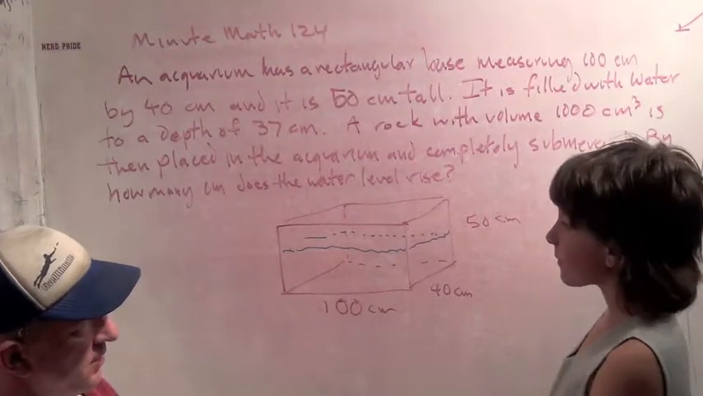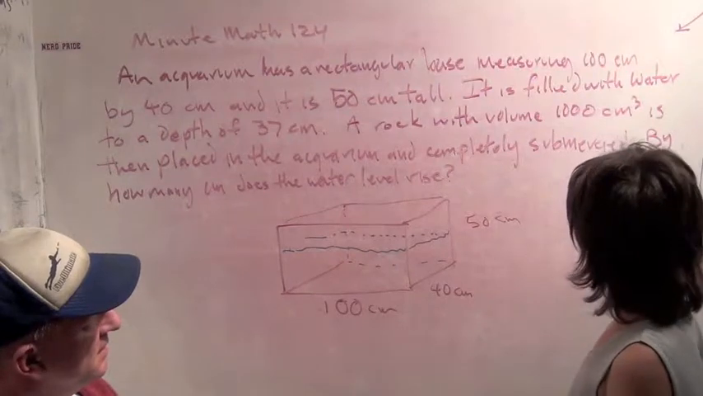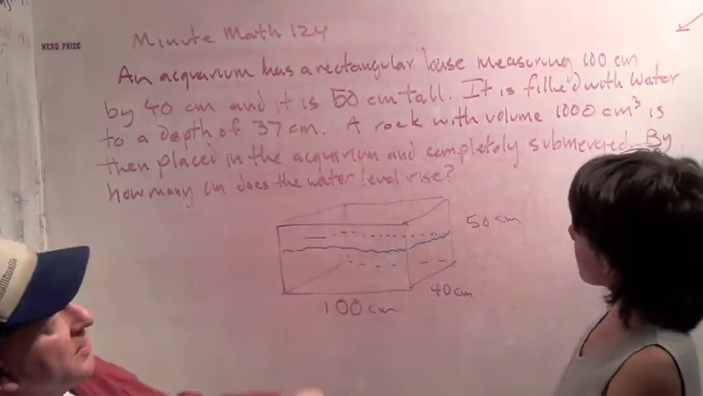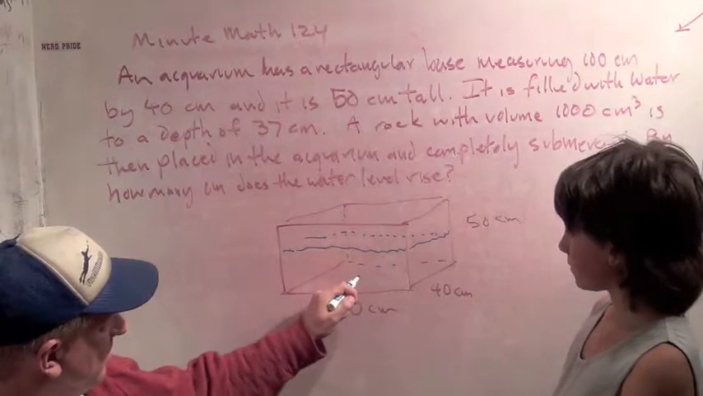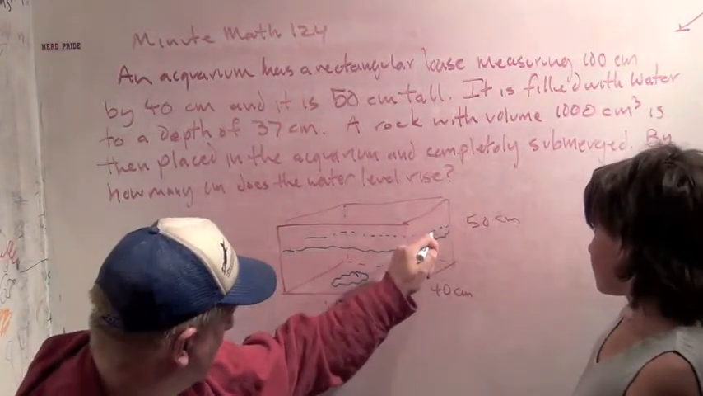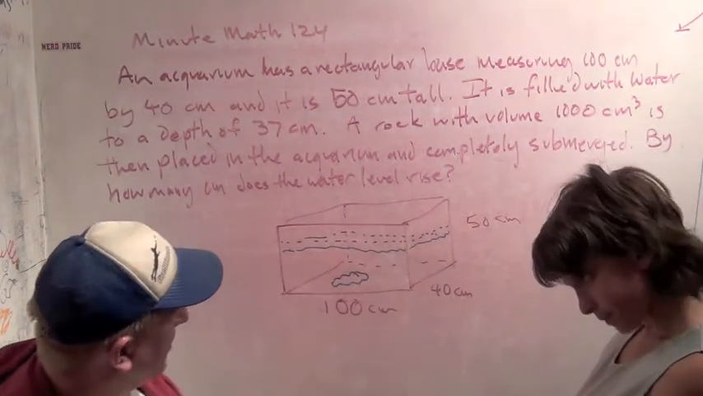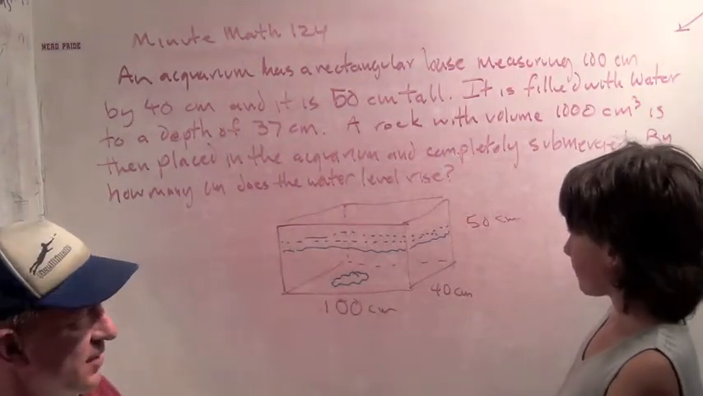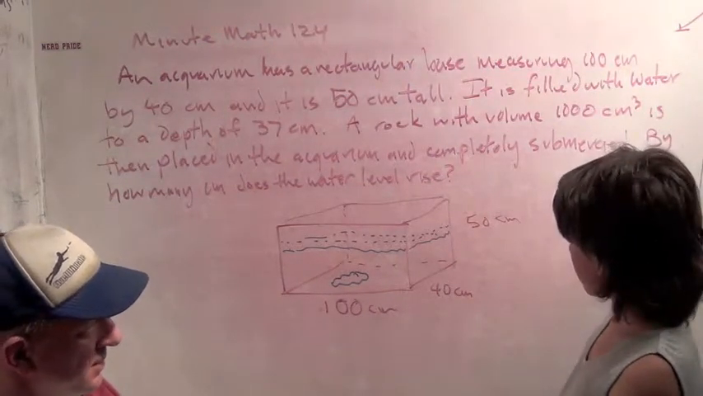Do we know anything about the rock? All we know is that it's 1,000 cubic centimeters, and we also know it's completely submerged when you put it in. So when we put this rock in, the water level goes up a little bit. We're trying to figure out by how much. What can you imagine in the picture from where the water used to be to where it is now? What does that look like in the tank?